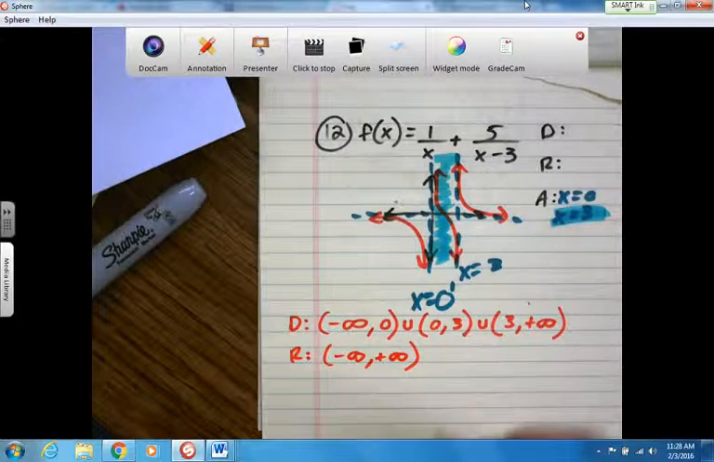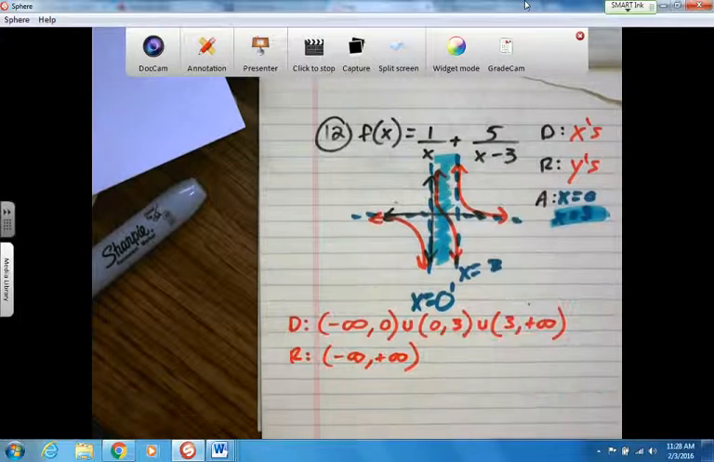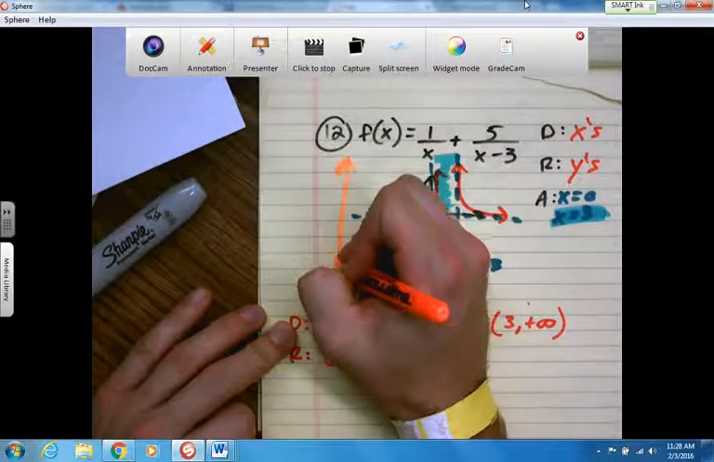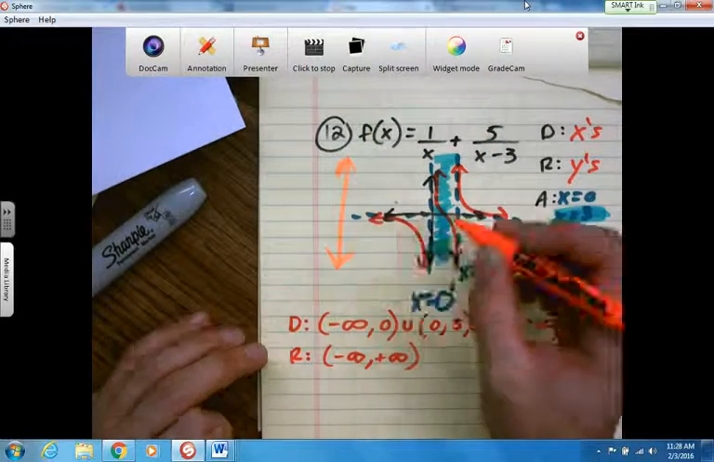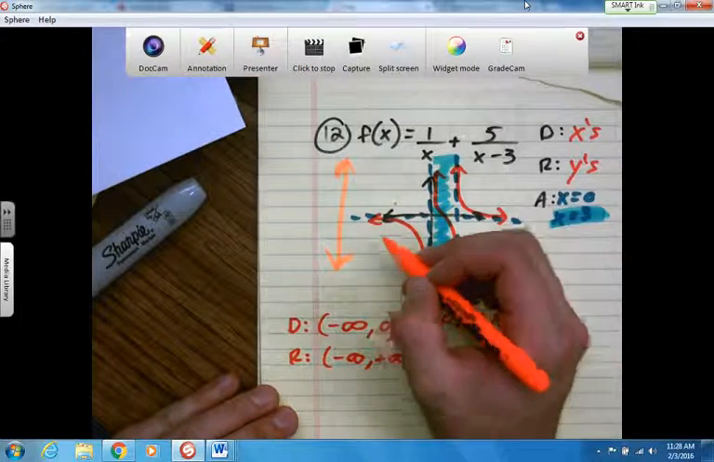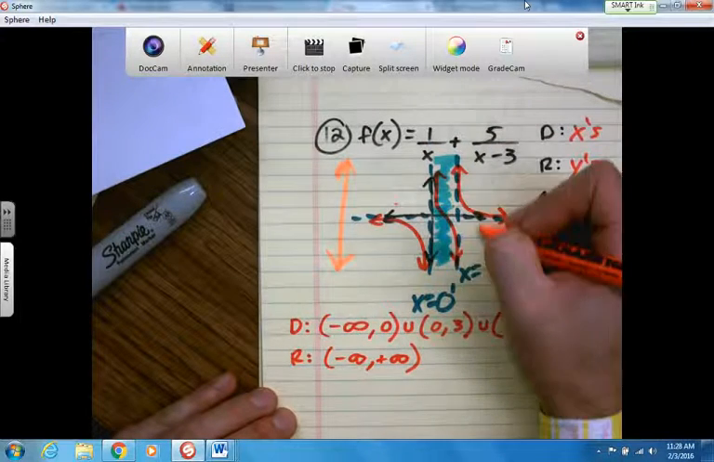So range always deals with your y's. If I think of my domain, it's x's, range is y's, and I'm thinking of the graph as it goes up and down. Okay? So do you see any restrictions? Like if I look all the way around, there's no holes. There can be y values all the way up and down that whole thing.